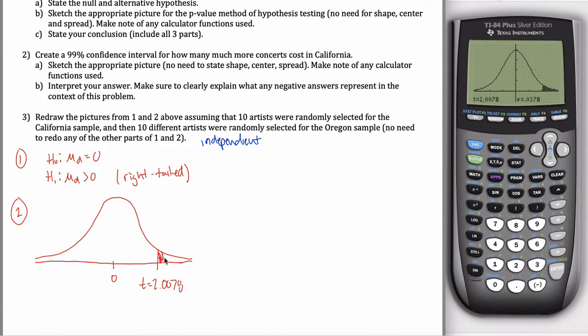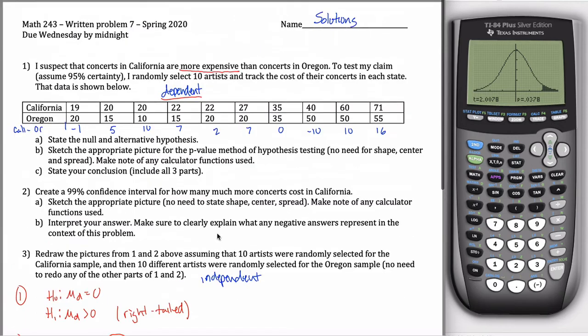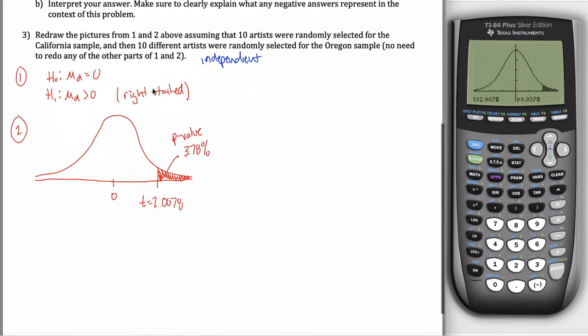And the p-value, because it's a right-tailed test, is the area to the right of that test statistic. In this case, that area is 3.78%. So what's that tell you? Well, if you go up here, we want 95% certainty. So that's telling me that alpha is 5%. If alpha is 5% and my p-value is 3-ish percent, it tells me my p-value is less than alpha.